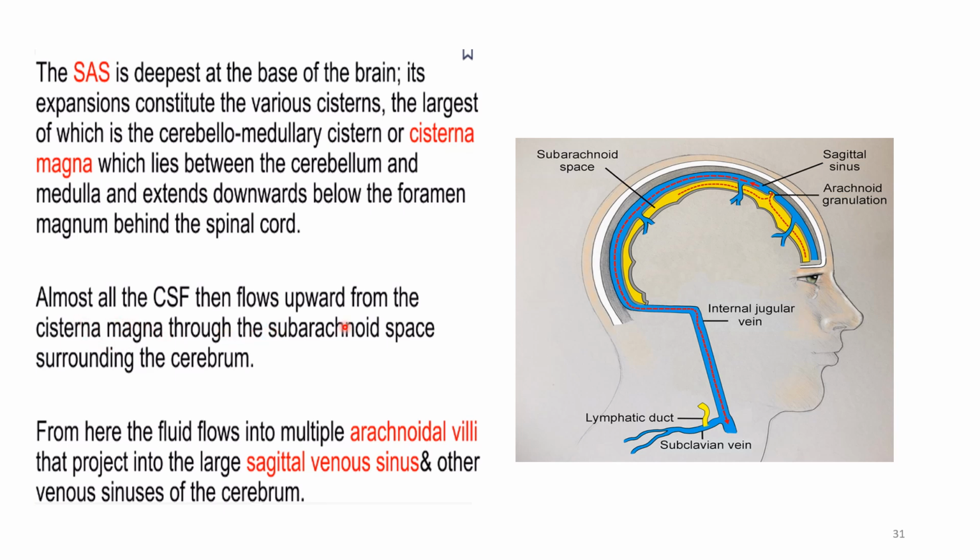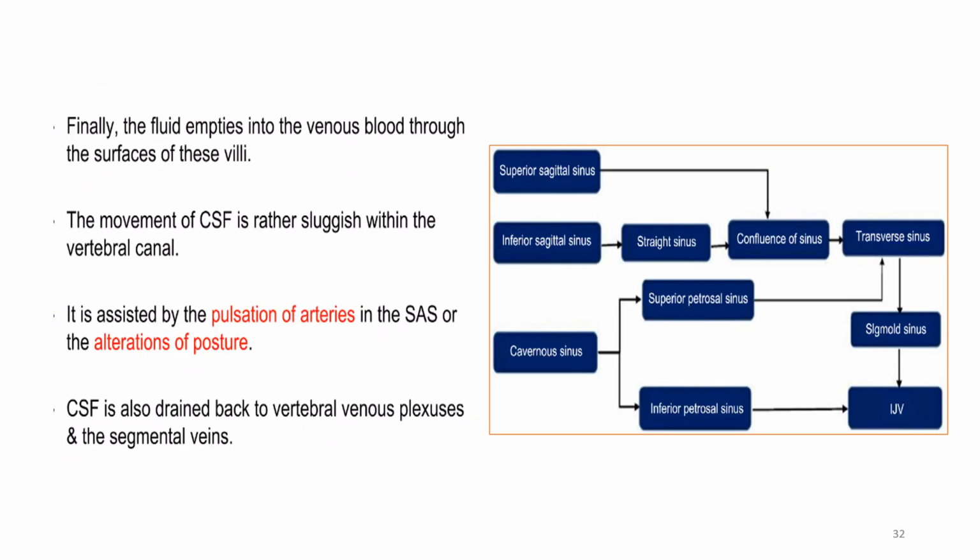Almost all the CSF then flows upward from the cisterna magna through the subarachnoid space surrounding the cerebrum. From here, the fluid flows into multiple arachnoid villi that project into the large sagittal venous sinuses and other venous sinuses of the cerebrum. So from the ventricles, the CSF has come to the subarachnoid space. Then from the arachnoid villi, the CSF is filtered into the venous sinuses. So finally, the fluid empties into the venous blood through the villi.